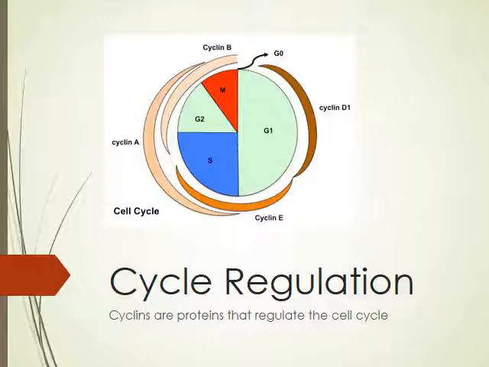This cell cycle must be heavily regulated. And the way it's regulated is through some proteins called cyclins. You've got cyclin A, B, where's cyclin C? So cyclin D and cyclin E.